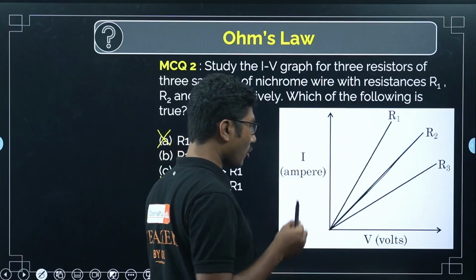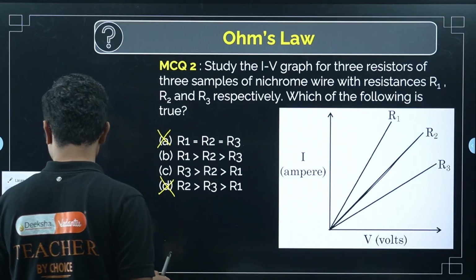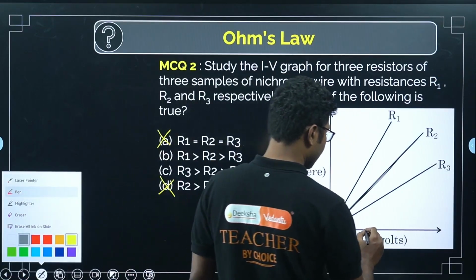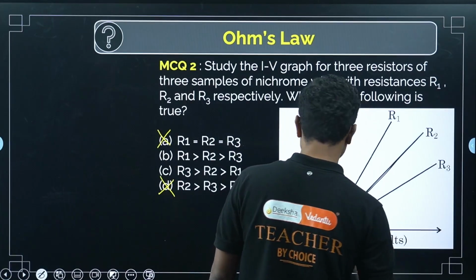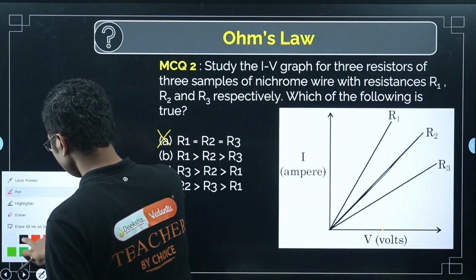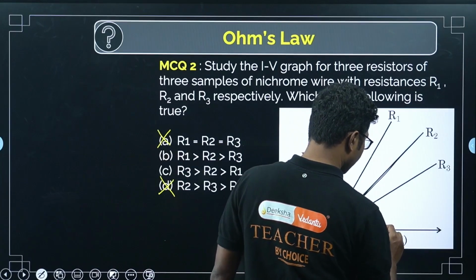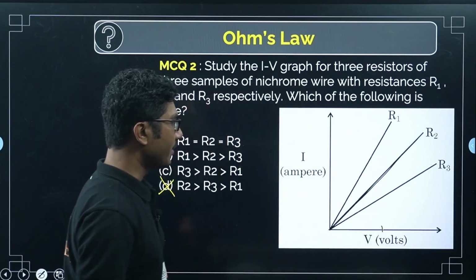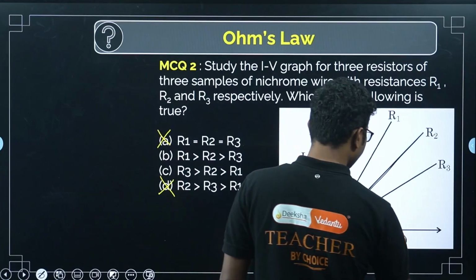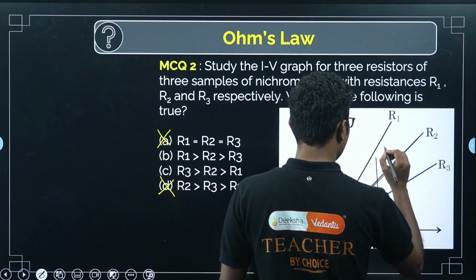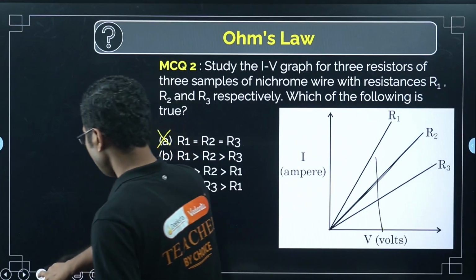Okay, R1 or R3, who is greater, that is what we have to find. For that, first we have to consider a constant voltage. Say this is a constant voltage we are considering. Now from here, we will draw a perpendicular.